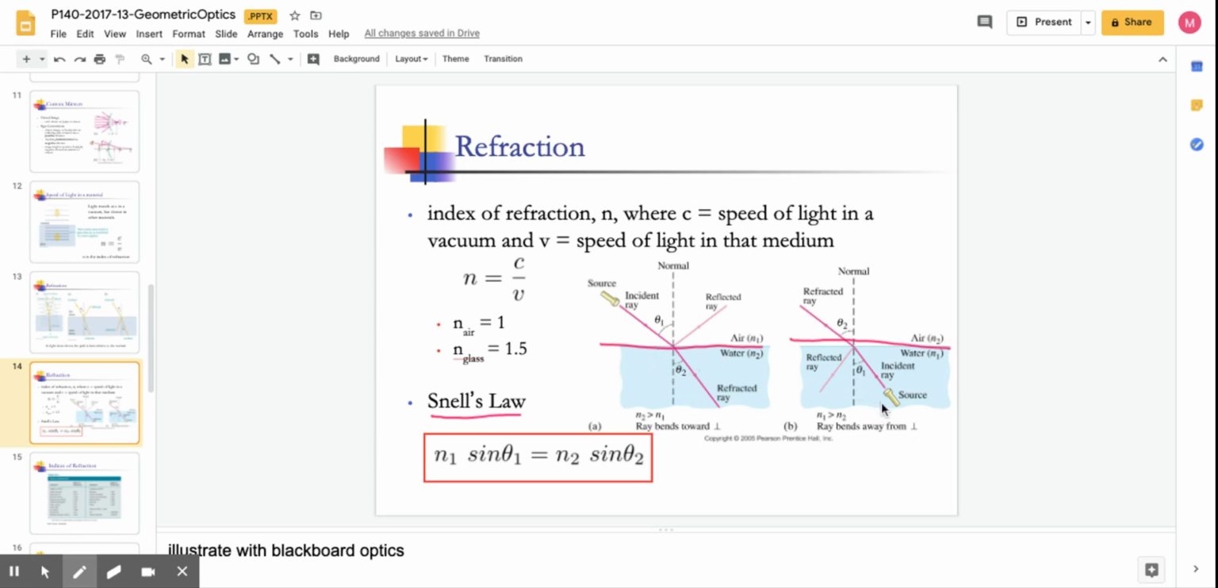Same thing here, our n1 is going to be, say, water, 1.33. And then we're going to have our refracted ray, it's going to bend away. So let's say theta 1 is 30 degrees. I would expect theta 2 to be something more than 30 degrees.